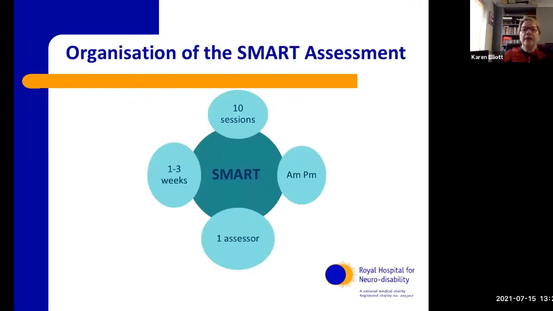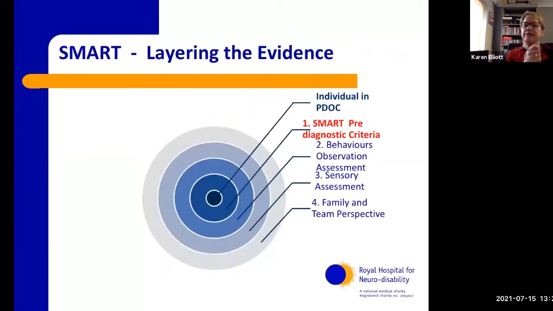So the organisation of SMART is that we do 10 sessions. It completes 1 SMART assessment. Those 10 sessions are divided between morning and afternoon. There's 1 assessor, and there's 1 to 3 weeks to do the assessment. The 1 assessor allows you to get 1 person really knowledgeable about that patient so that they can pull together all the evidence. So I'm going to hand over to Helen now.